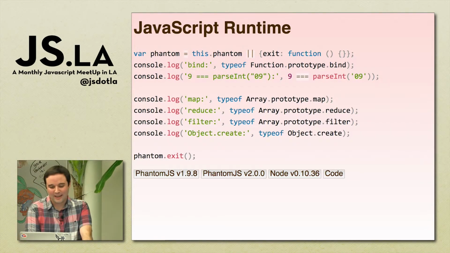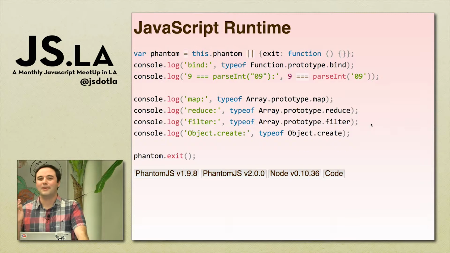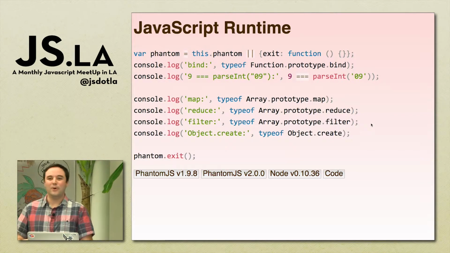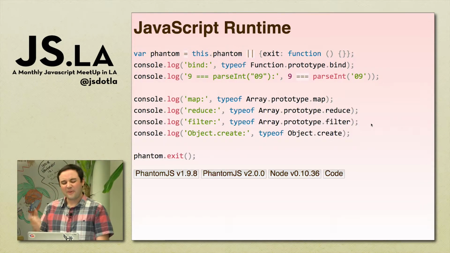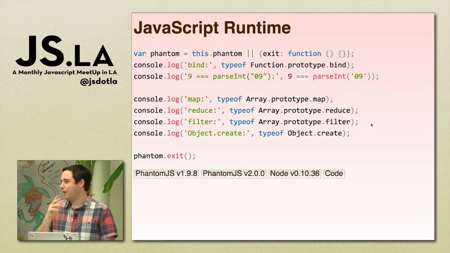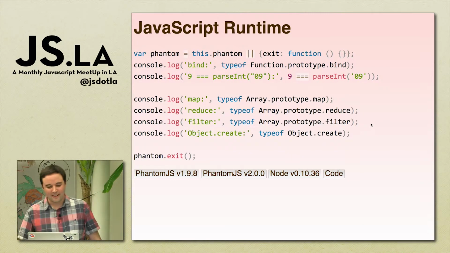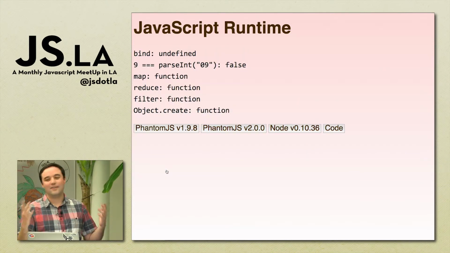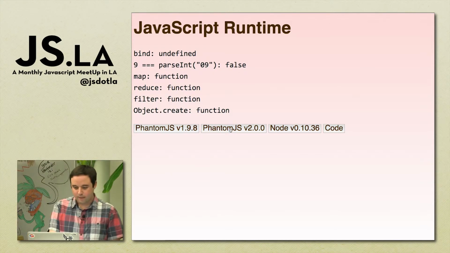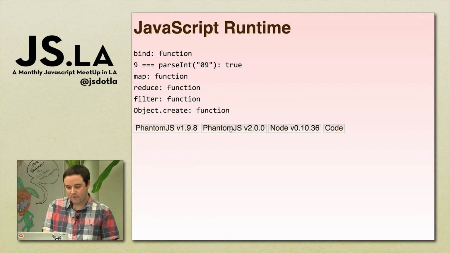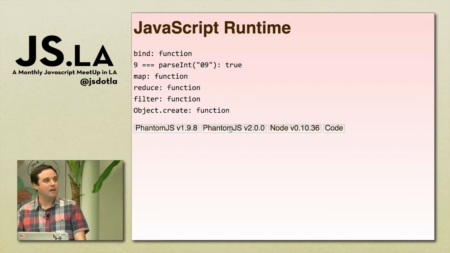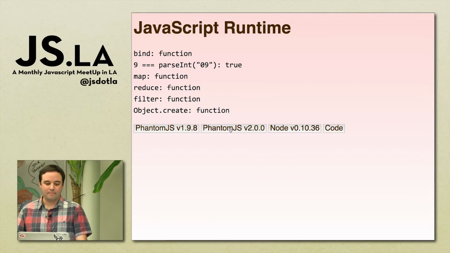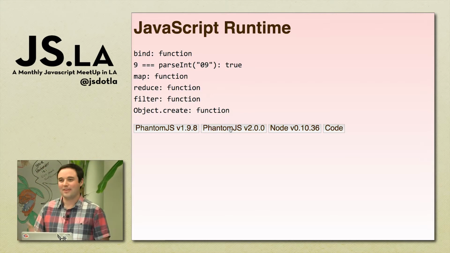The one that always bites me is that the function prototype doesn't have bind. So you can't just bind some context. You kind of have to write your own or use underscore or something. And there are also little things like parseInt, at least with the 1.9 series, doesn't have a radix by default. So if we try to run it, we'll see, yep, bind is undefined. 9 does not equal parseInt of 0.9. But everything else is there. That's fixed in version 2 of Phantom. It seems to be fully ES5. With both versions, ES6 is basically non-existent, so you're dealing with ES5.